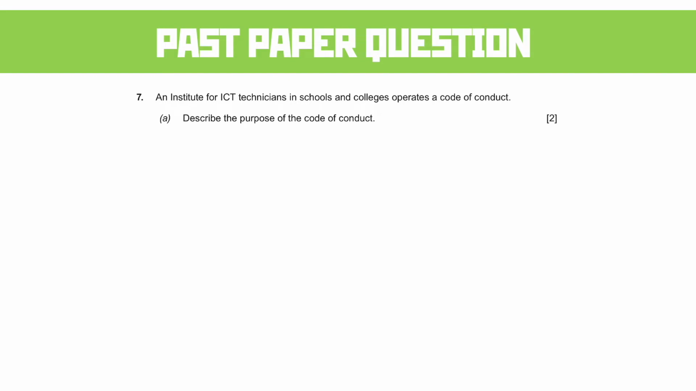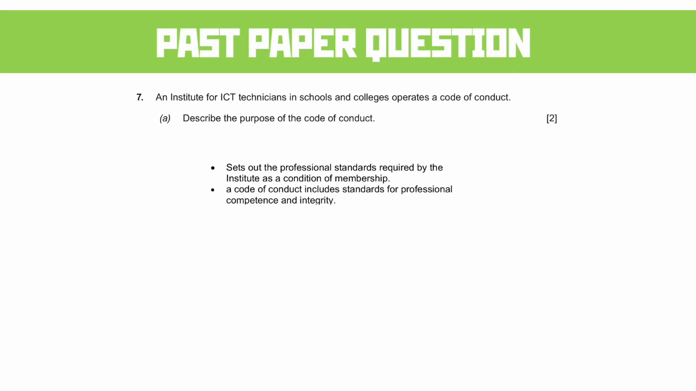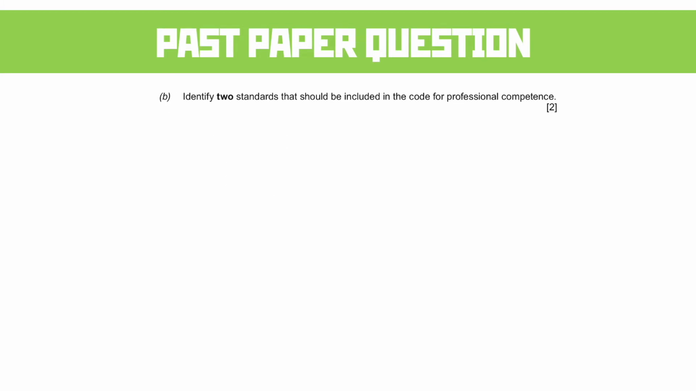So for 2 marks, it sets out the professional standards required by the institute, and the code of conduct includes standards for professional competency and integrity. I don't think we need to elaborate on that too much, as that's essentially what the question was. What is it? 2 points. Just describe it as clearly and eloquently as you can. Part B, identify 2 standards that could be included.